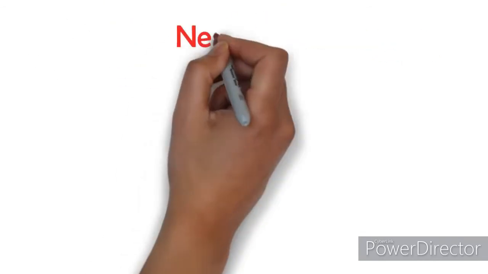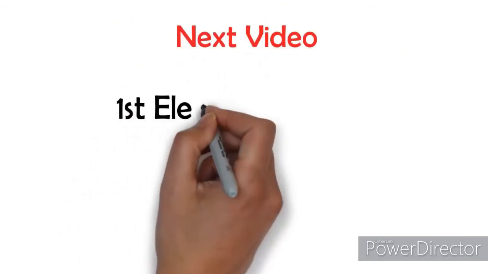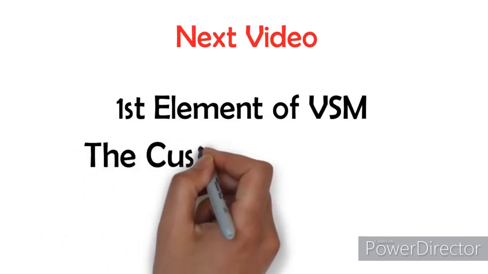That's everything for now. In the next video, I will describe to you the first element of the value stream map, the customer demand.